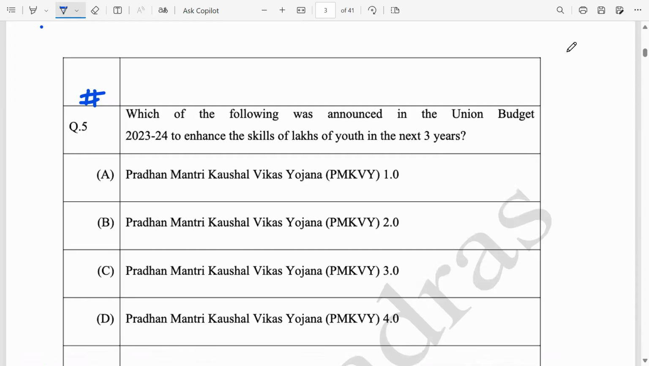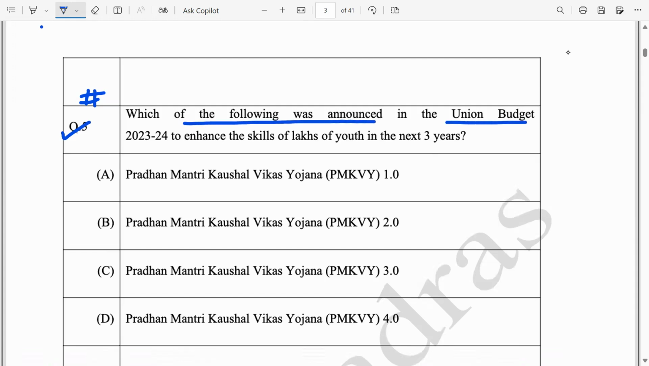So let's read question 5. Which of the following was announced in the Union Budget 23-24 to enhance the skill of lakhs of youths in the next 3 years? It's a question based on the Indian economy module. Students should be well versed with what has happened, the changes which have taken place in the Indian economy, the policies or the yojanas which have been adopted in the latest years in order to crack problems like these.